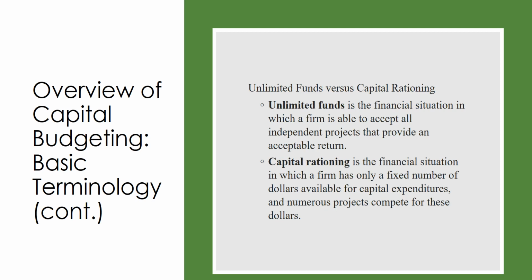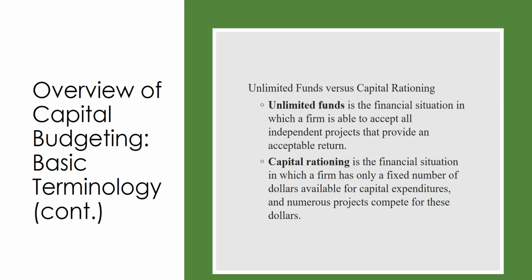We can break these down into the way that companies have cash. Either they have unlimited funds or they have capital rationing. Unlimited funds, this is the financial situation where a company has unlimited capital. And so they can accept every independent project that meets an acceptable return.